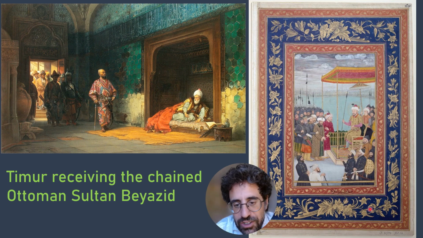Now, interestingly, here on the right is a Mughal, that is South Asian depiction, probably from the 18th century, of the encounter between Timur and Bayezid. Here, Bayezid being brought in chains to the victorious leader Timur, who was on the throne here.